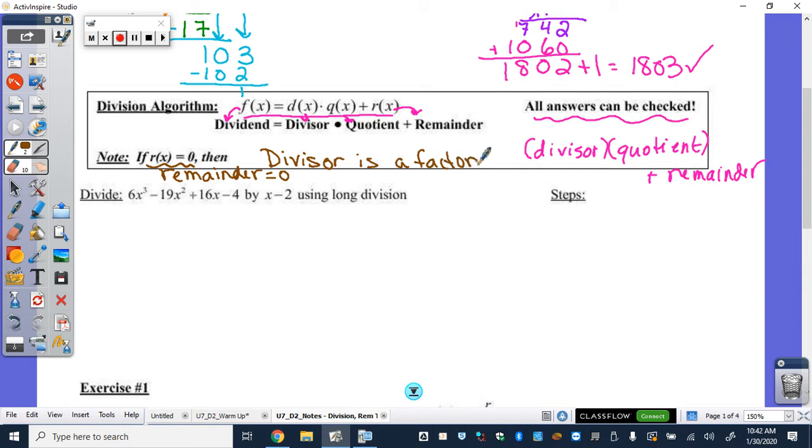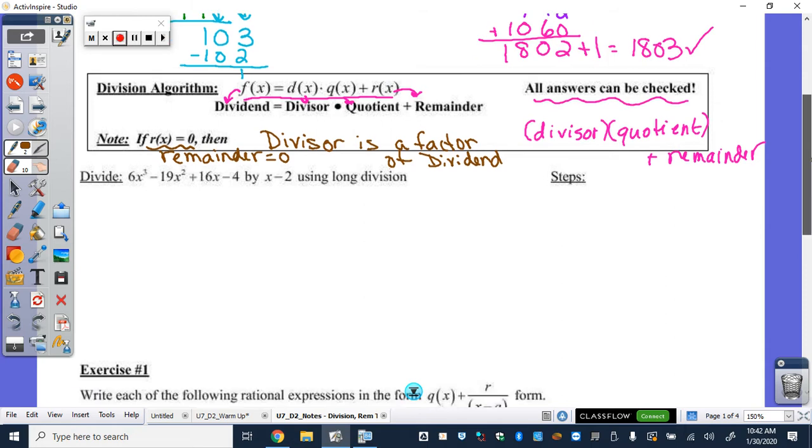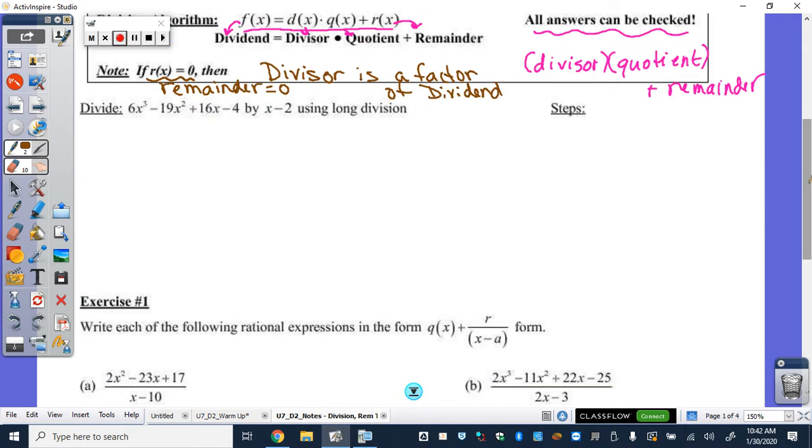Of your dividend. So if we divide and we get a remainder of 0, that means the divisor was a factor of the dividend. Again, we'll talk about that a lot throughout the notes. So let's go to our first one.